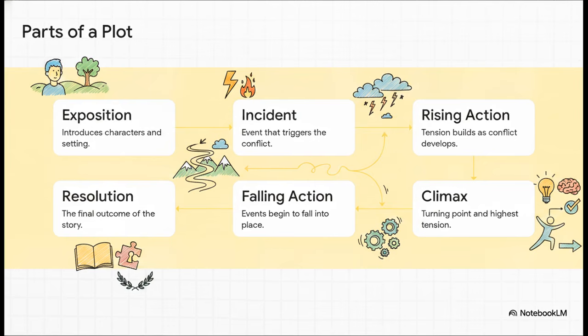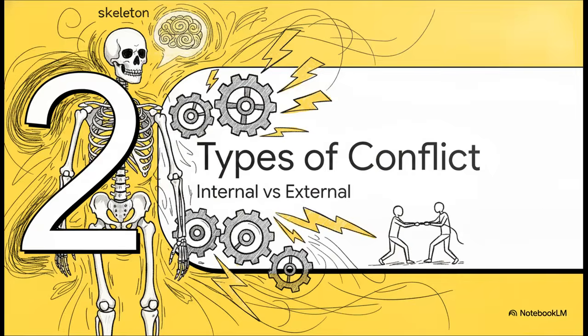Step 5 is the falling action, where the dust starts to settle. And finally, Step 6 is the resolution, where the final outcome is decided. If you can map out these 6 steps, I promise you can conquer literally any folktale they hand you. Moving right along to Section 2, internal versus external conflict.